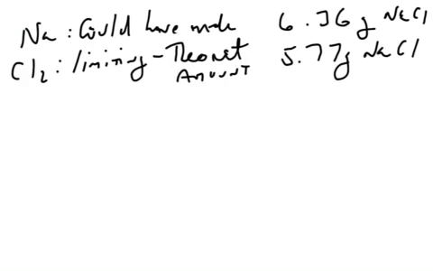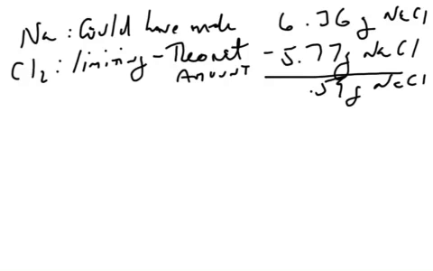So now, I rewrote it for you. With sodium, you could have made 6.36 grams, but you didn't have enough chlorine. Chlorine is limiting, so the theoretical amount you made was 5.77 grams. So how do you figure out how much excess? If you subtract these two, you get 0.59 grams of NaCl. That's the amount you could have made additionally, had you had enough chlorine to pull it off.